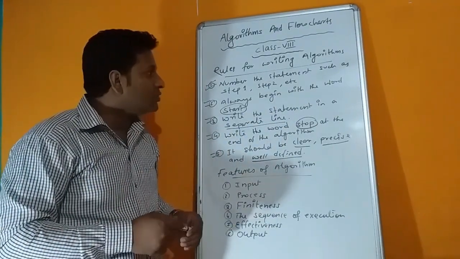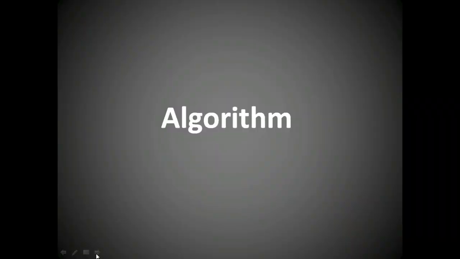Okay children, now see this. This chapter is about algorithm and flowchart, and today I've explained what an algorithm is, what the benefits of writing an algorithm are, and how to write an effective algorithm. Now we'll see some examples where we'll learn how to write effective and efficient algorithms.